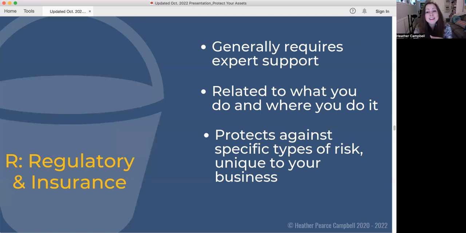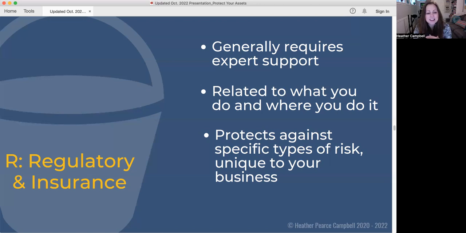2, get expert support, right? So the first bullet point on this one is get expert support, whether it's from a local attorney that can help you determine what are the regulatory rules that apply to you, or talking to somebody like me that helps folks in the online space get properly set up, right? But you need to understand what the rules are related to what you do and where you do it.